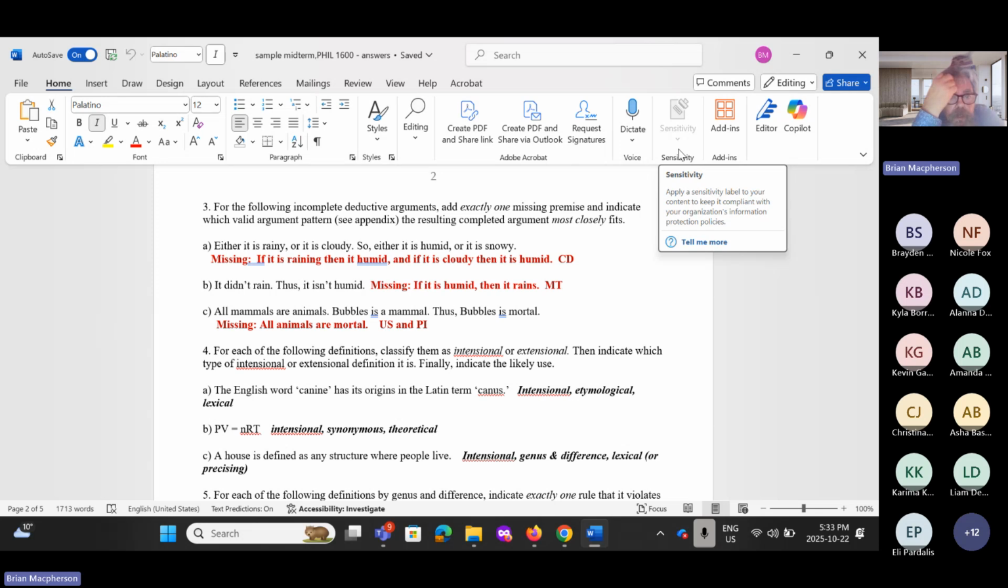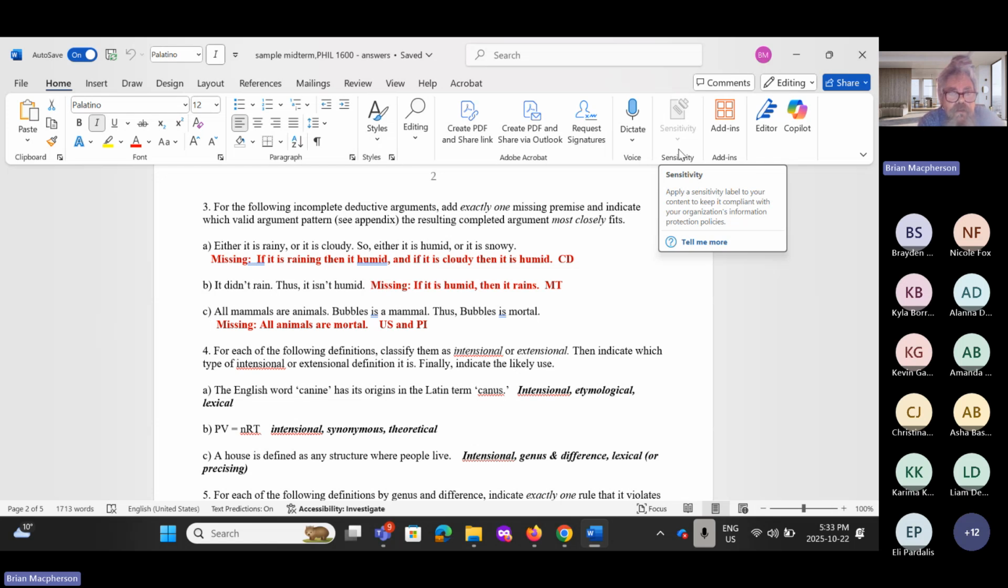Okay. If we go to number B, I have it didn't rain and thus it isn't humid. So now you need to add in the missing premise. Well, the most obvious missing premise is if it is humid, then it rains. Then by modus tollens, you get it isn't humid because you have it didn't rain. All right. So modus tollens is your best bet there. I suppose you could also use modus ponens. In other words, if it didn't rain, then it isn't humid. Then you would get the conclusion by modus ponens. And that would be your missing premise.